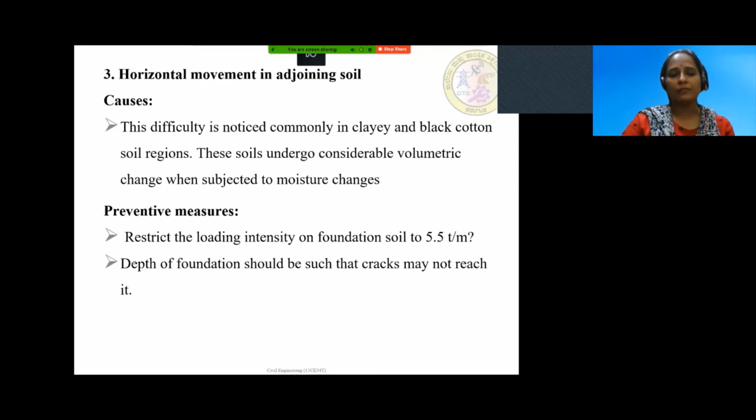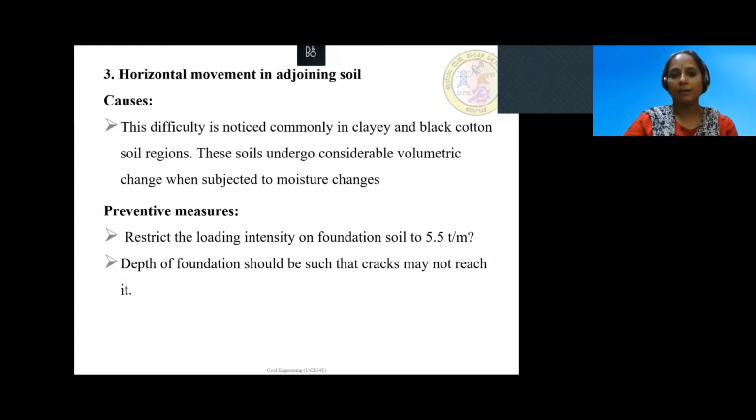Okay, so actually this type of problem is commonly seen in clayey soil and black cotton soil. Why? Because there is a volumetric change in the soils when subjected to moisture. When rainy seasons come, the clayey and black cotton soil will rise up. Means it will become almost double the quantity. Means it will be popped up, to some extent, due to increase in the moisture content in the soil.